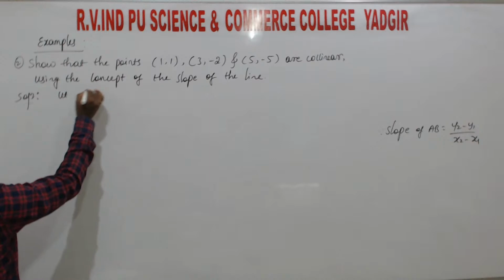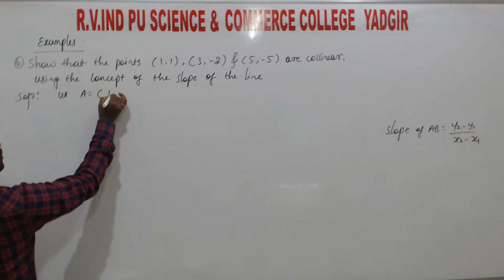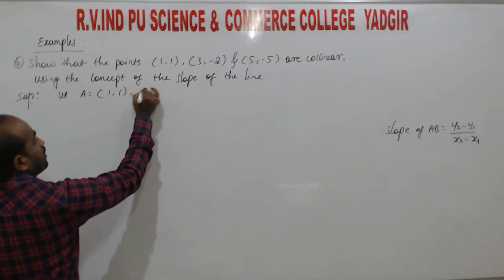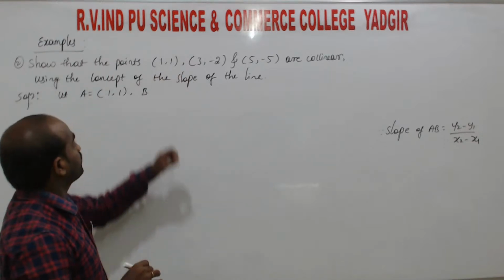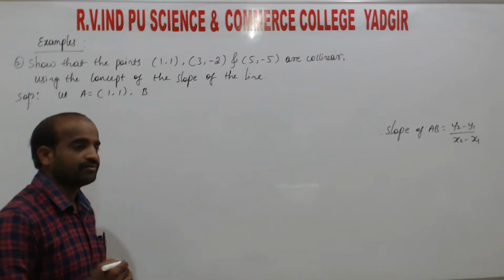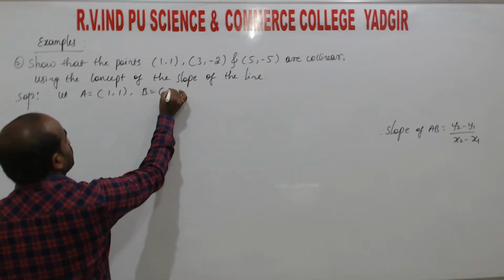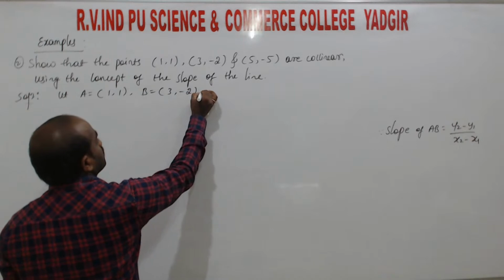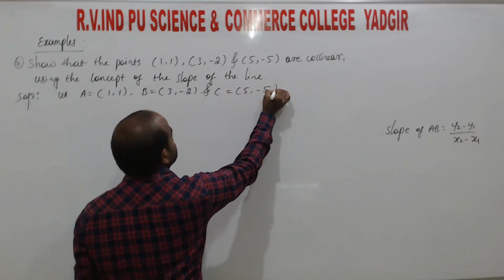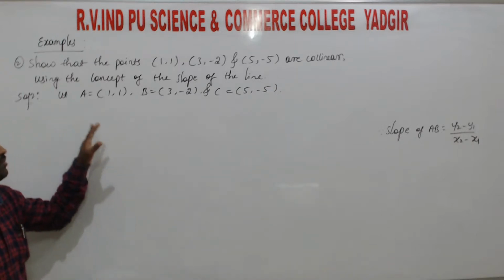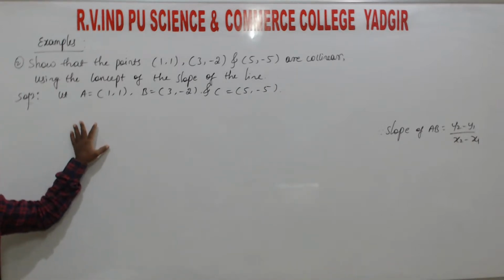Let me first mention A equal to (1, 1), since ABC is not mentioned in the question. Now I have to mention the given points as ABC or PQR. B equal to (3, minus 2) and C point (5, minus 5). If the 3 points A, B, C are collinear, then slope of AB equal to slope of BC.